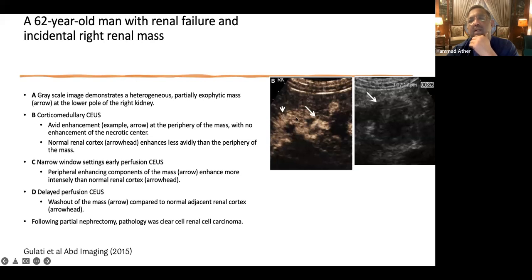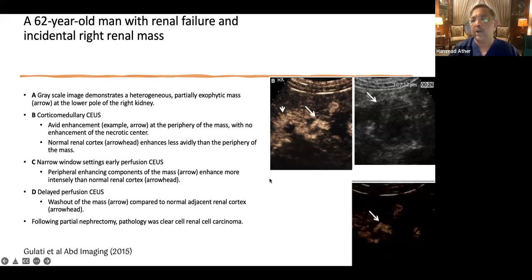So these are very subtle differences, and this is what Dr. Basit was talking about earlier, that you need to be really extremely good and look at this subtle difference between, and I'll seek his opinion shortly on this as well, what are these subtle differences between the normal renal cortex and that of the tumor.